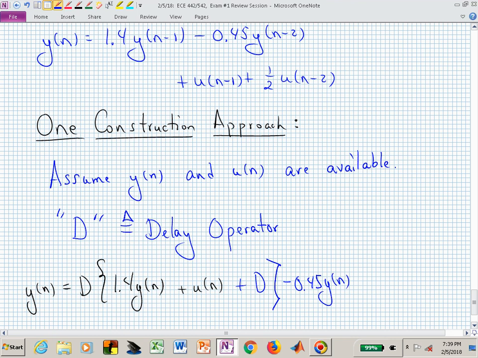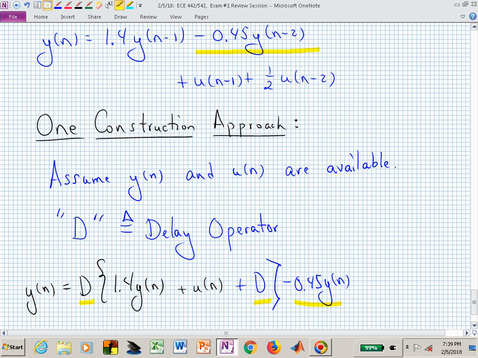And that should be giving me that. This with that and that give me what I need on the right-hand side. I've delayed minus 0.45 y of n through two delays, and that gives me minus 0.45 y of n minus 2.